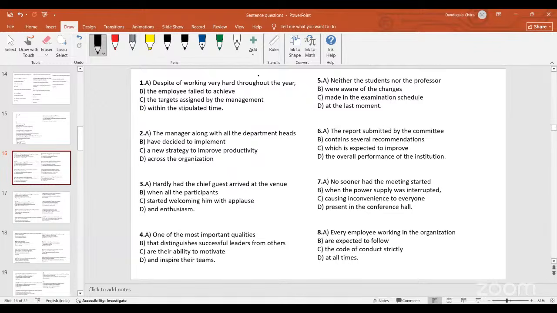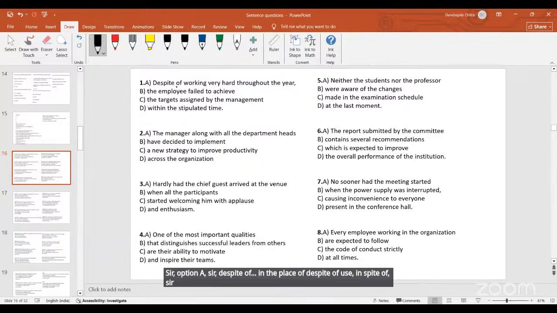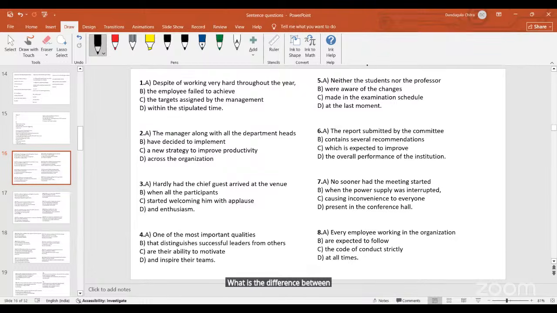Yes. By reading itself, you can say. Option A, sir. Despite of, in the place of despite of, we use in spite of, sir. What is the difference between in spite and despite? Actually, despite of and in spite of both are same. That goes hand in hand. We can use any word. But here, of is the excessive word. You can also directly say despite working instead of saying despite of working.